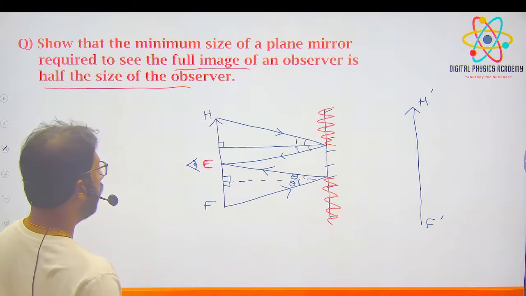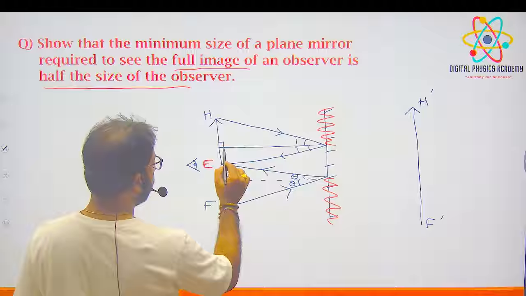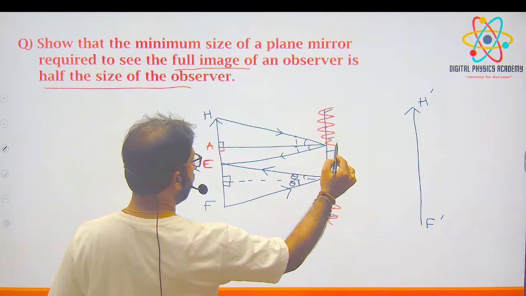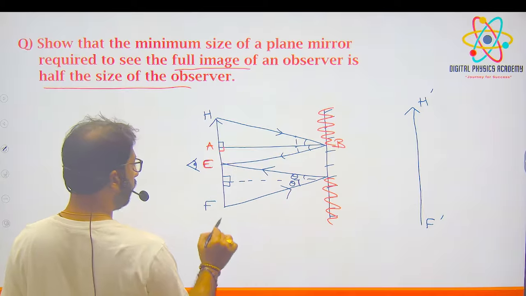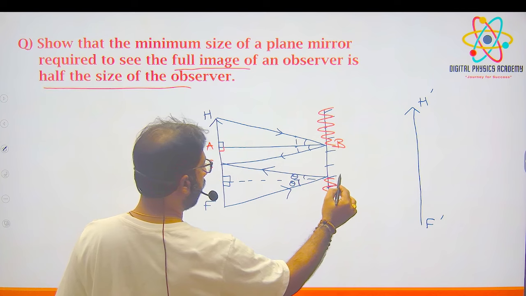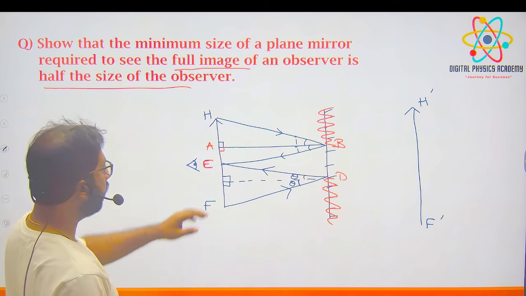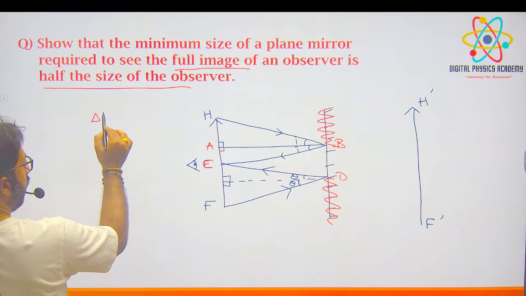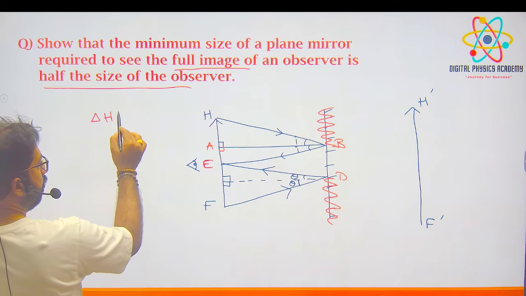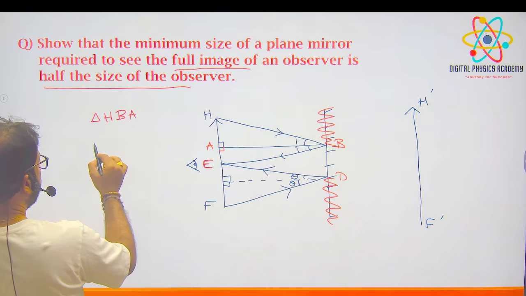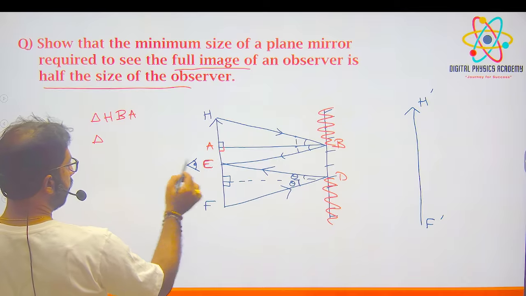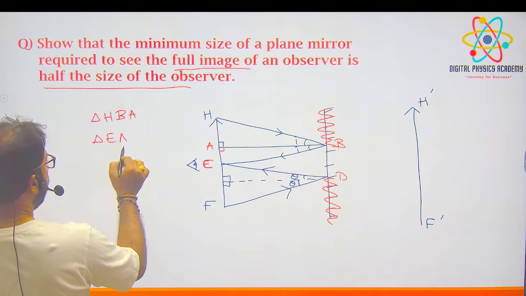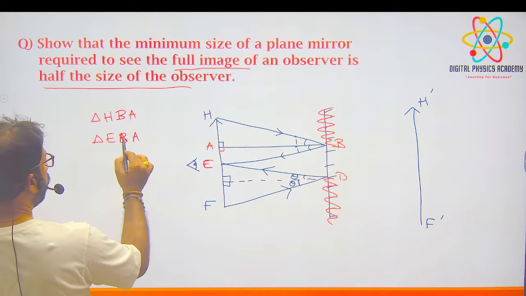Look. If you name it 90 degrees, right? So here A, B, E is there, F, D. Okay. Now I am taking these two triangles. Which triangles? H, B, A, and the next triangle E, B, A. These two triangles I am taking.